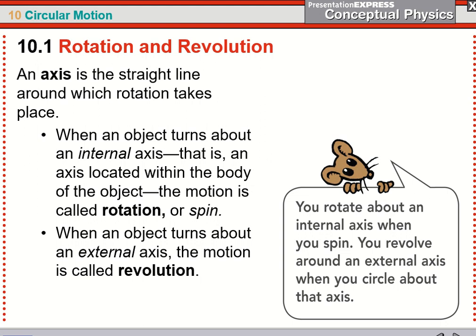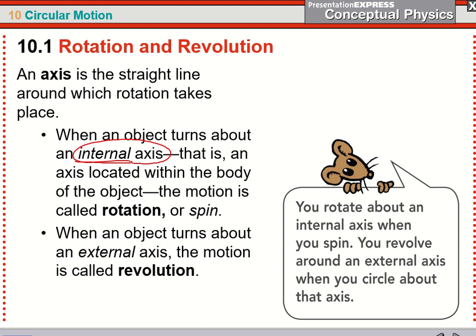Now we've got two different ways that we can do things. We can rotate or we can revolve. So a rotation is when an object turns about an internal axis. That is what you're filling in on your paper. So if I am an ice skater and I'm spinning around myself, like at the end of the performance, if I'm spinning around a point that's inside my body, then I am rotating or spinning.